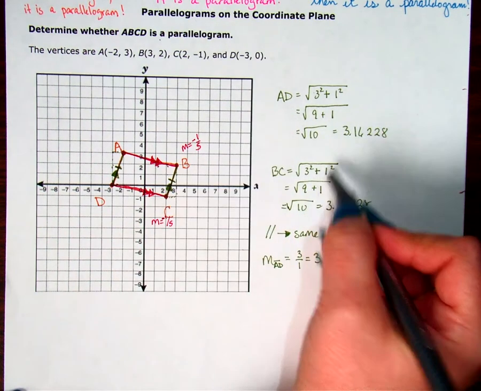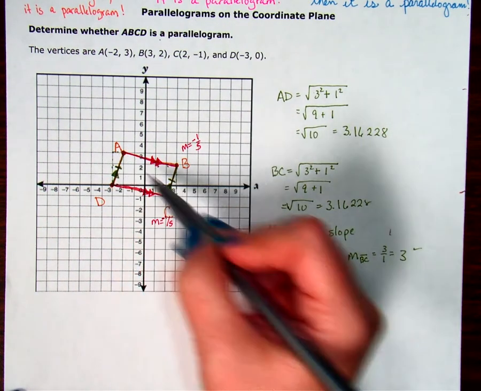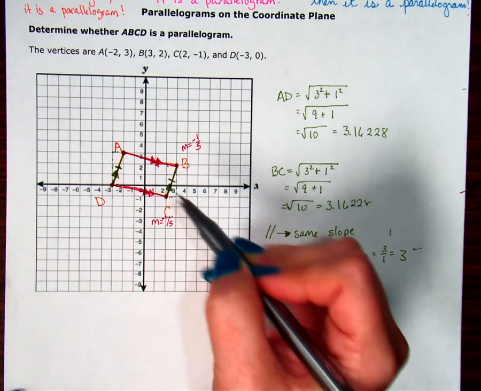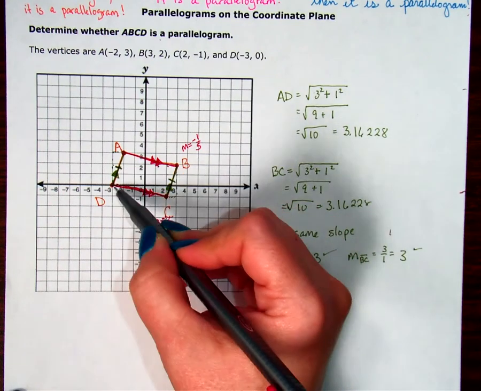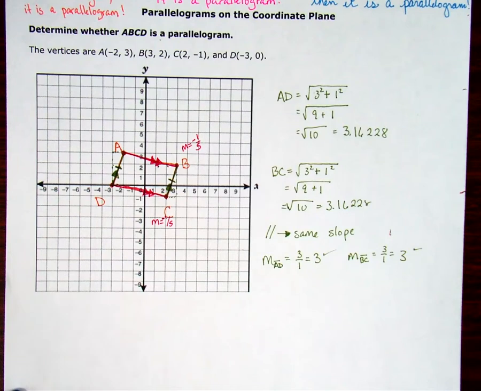And I wouldn't have really had to do this, right? If I would have started with number 1, it was real easy to go up 3 over 1, up 3 over 1, parallel. Down 1 over 5, down 1 over 5, parallel. Both pairs of opposite sides, parallel, done, moving on.